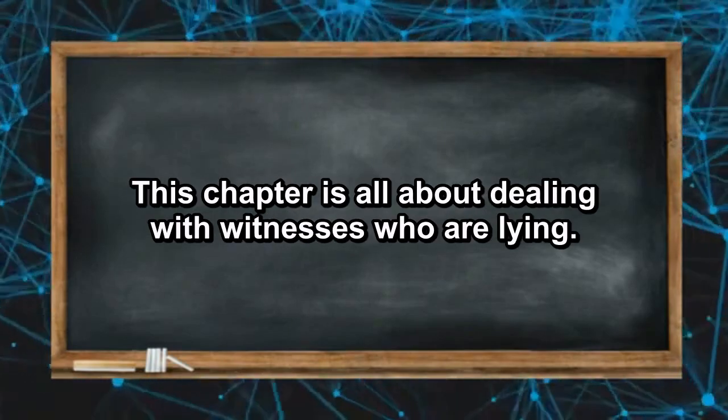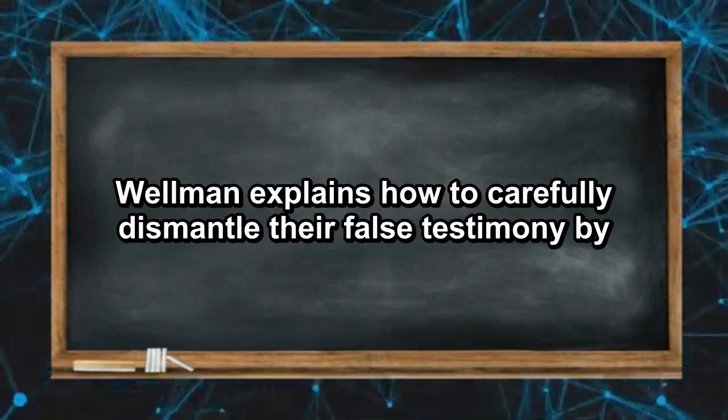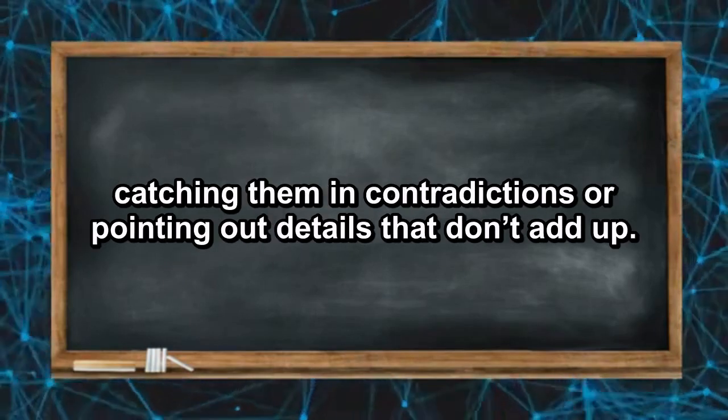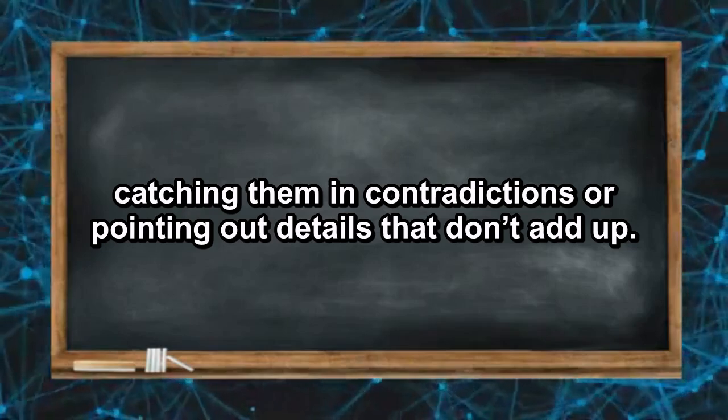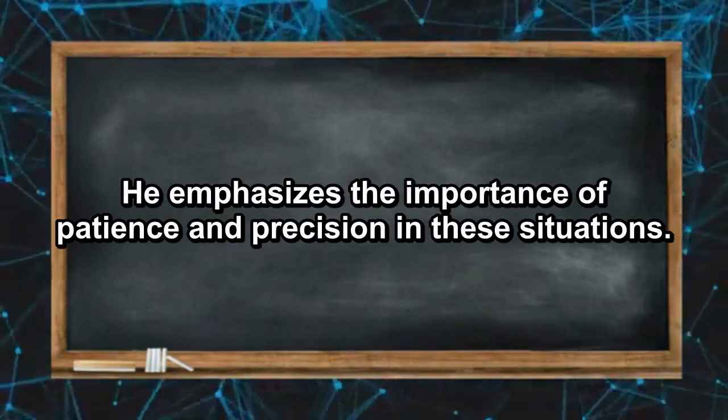Chapter 6, Cross-Examination of the Perjured Witness. This chapter is all about dealing with witnesses who are lying. Wellman explains how to carefully dismantle their false testimony by catching them in contradictions or pointing out details that don't add up. He emphasizes the importance of patience and precision in these situations.